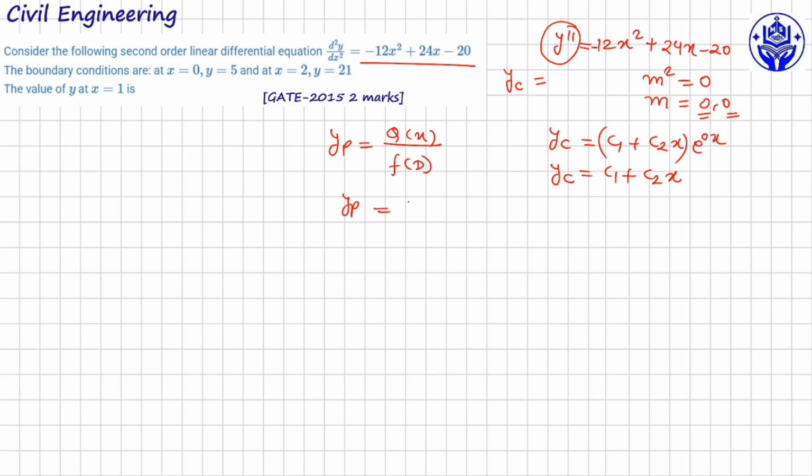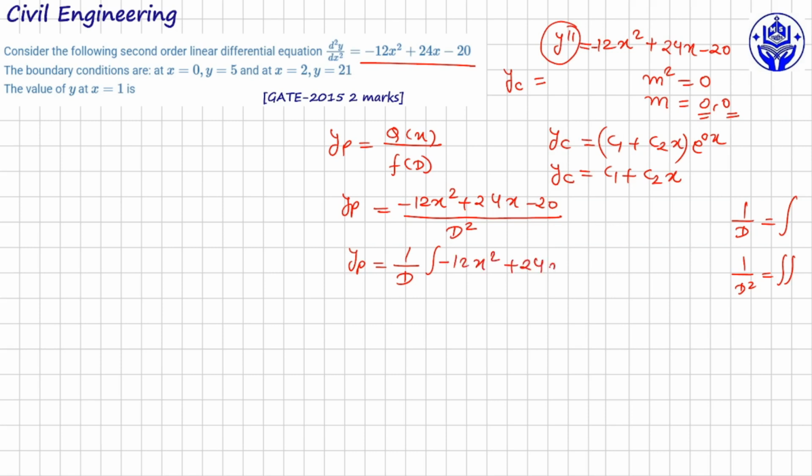Then y of p is nothing but minus 12x square plus 24x minus 20 divided by D square. What is this? 1 by D is nothing but the integration, and 1 by D square is nothing but double integration. So y p is nothing but 1 upon D, and we integrate this with respect to x. The integration is minus 12 x cube by 3 plus 24 x square by 2 minus 20x.